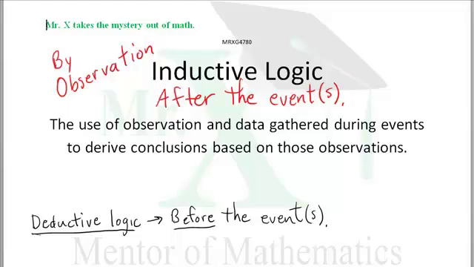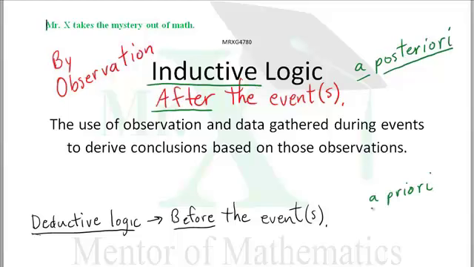There are a couple of Latin terms to apply here. A posteriori, posterior, after the event. This is the logic that goes with inductive reasoning. A priori, prior, before, goes with deductive logic, before the event.